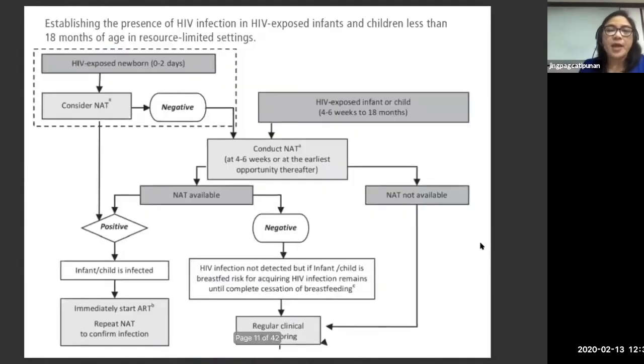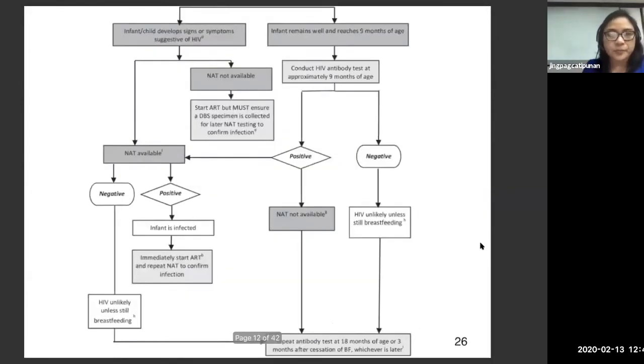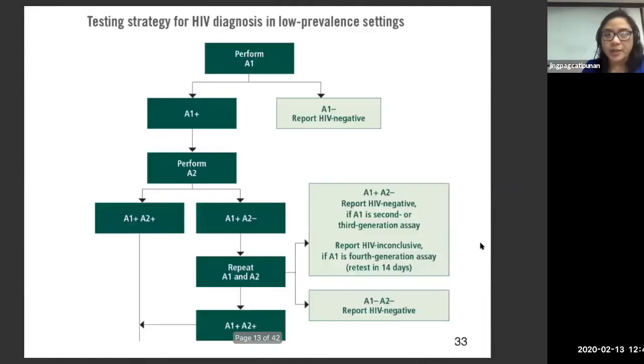This algorithm is actually attached in the PMTCT policy of the DOH, 2017. We already have it being signed, and I hope you will see this actually in the AO. So this is establishing the presence of HIV infection in HIV exposed infants less than 18 months. This is the algorithm that you will use. Okay, so that's what I already discussed.